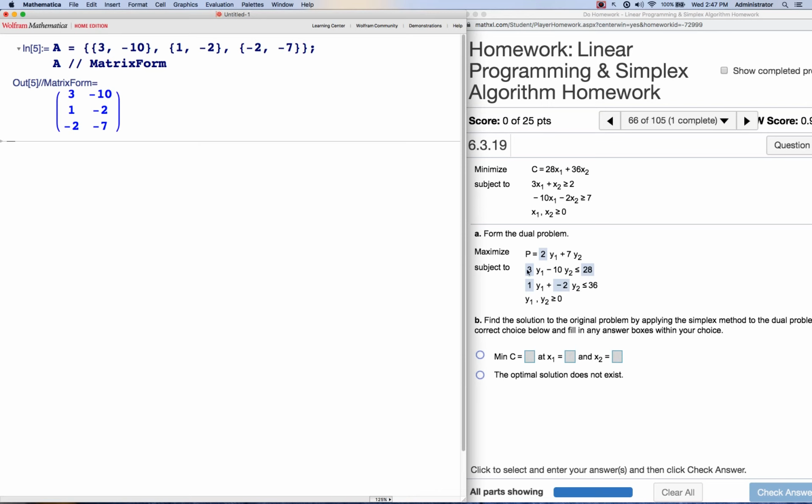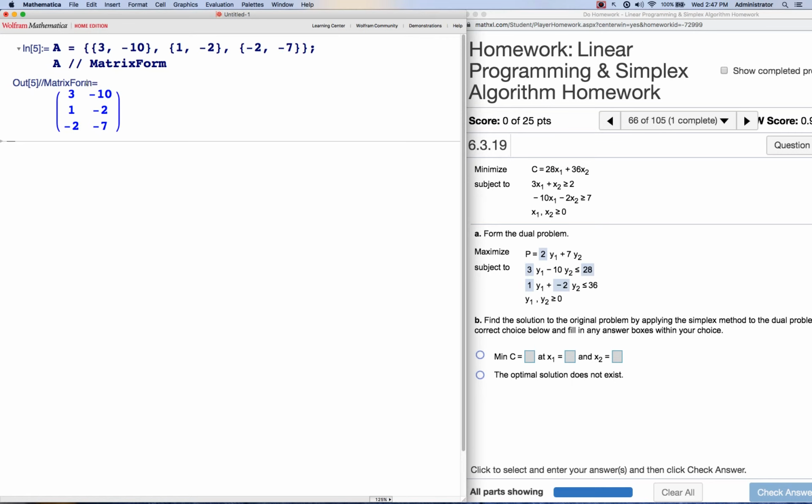Okay, so we have the values 3, -10, 1, -2, -2, -7. Remember, I realize that this is a +2 and a +7, but when you take these numbers to the other side of the equal sign, their signs change from positive to negative.